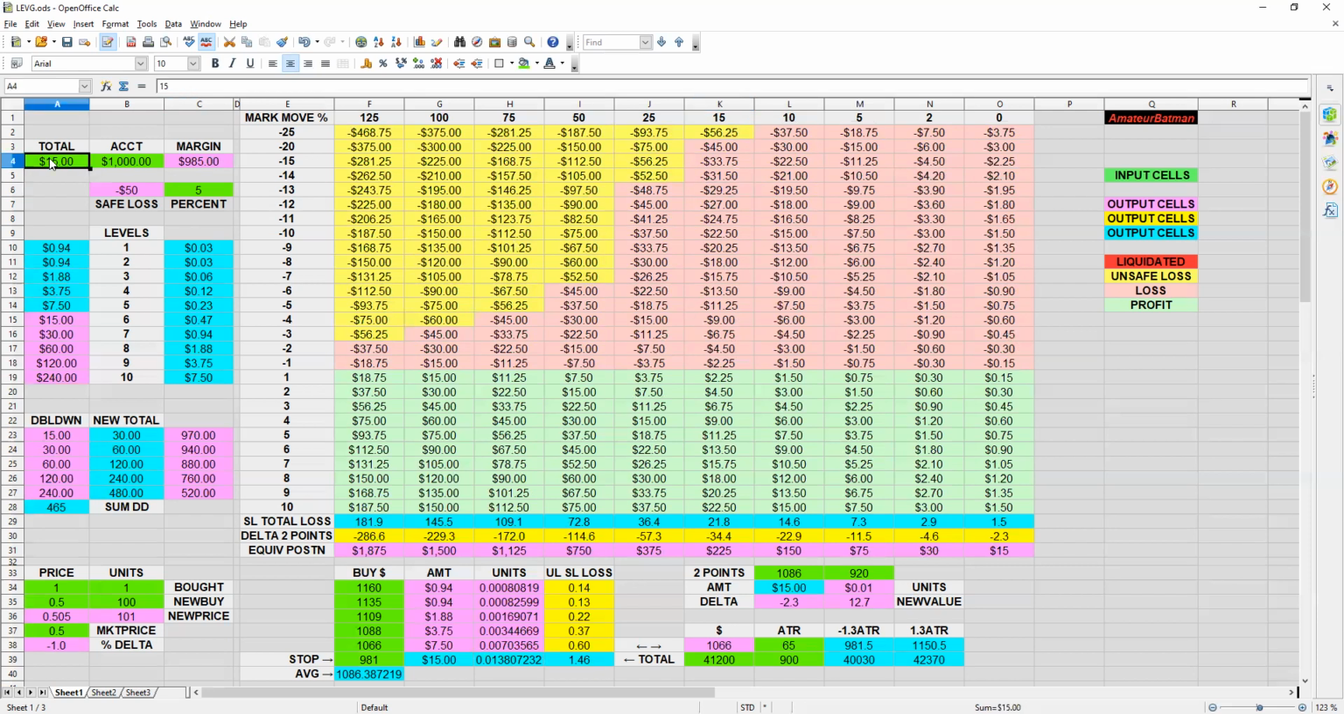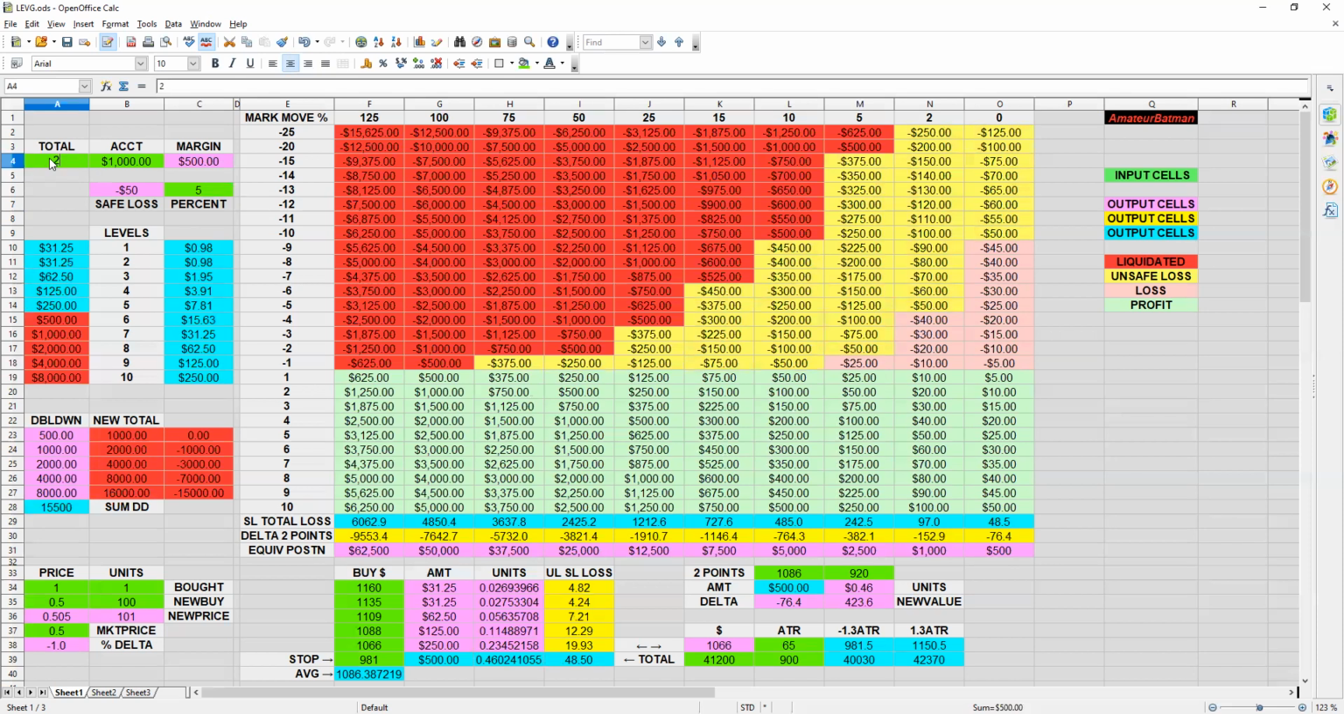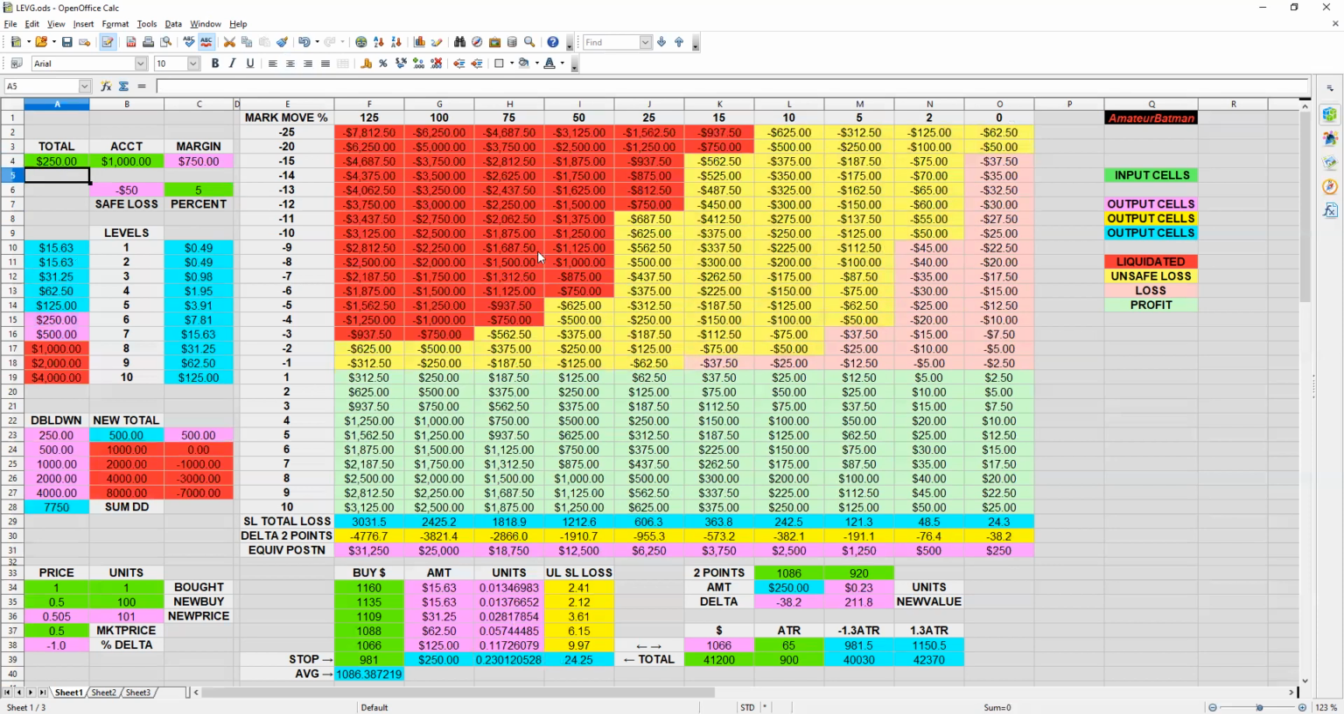Going beyond that, I made it so that if you were in danger of being liquidated, these cells will turn bright red. It's still possible that it could happen to you in these fringe cells, so be careful, but at least you have a very good idea of how close you'll be.